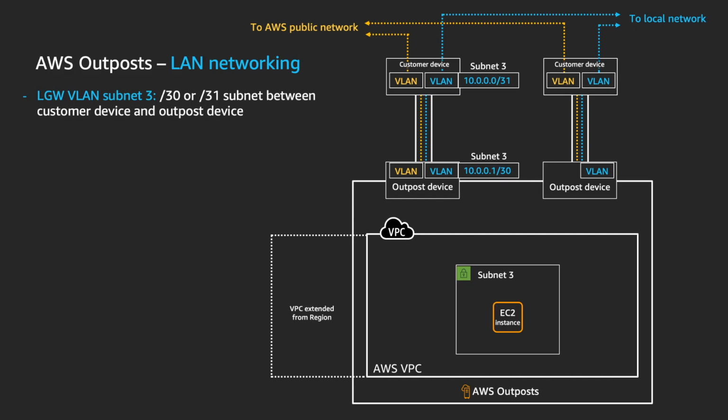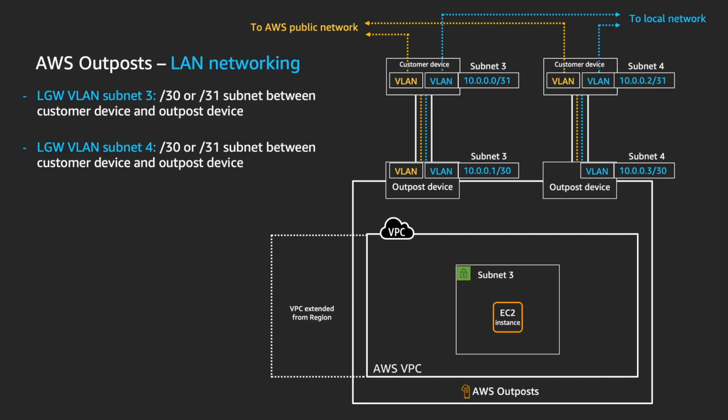We'll also do the same thing for the LGW side of things. So we'll use the LGW subnets to configure point-to-point VLANs as well. Similar to the service link VLANs, the LGW VLANs are also point-to-point VLANs, and we ask for another /30 or /31 subnets for those two.